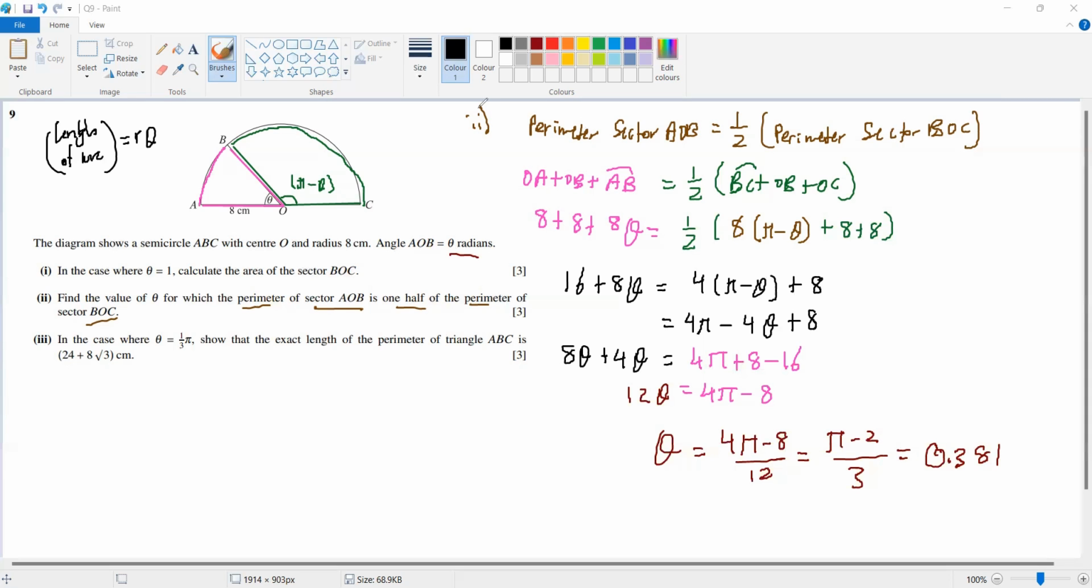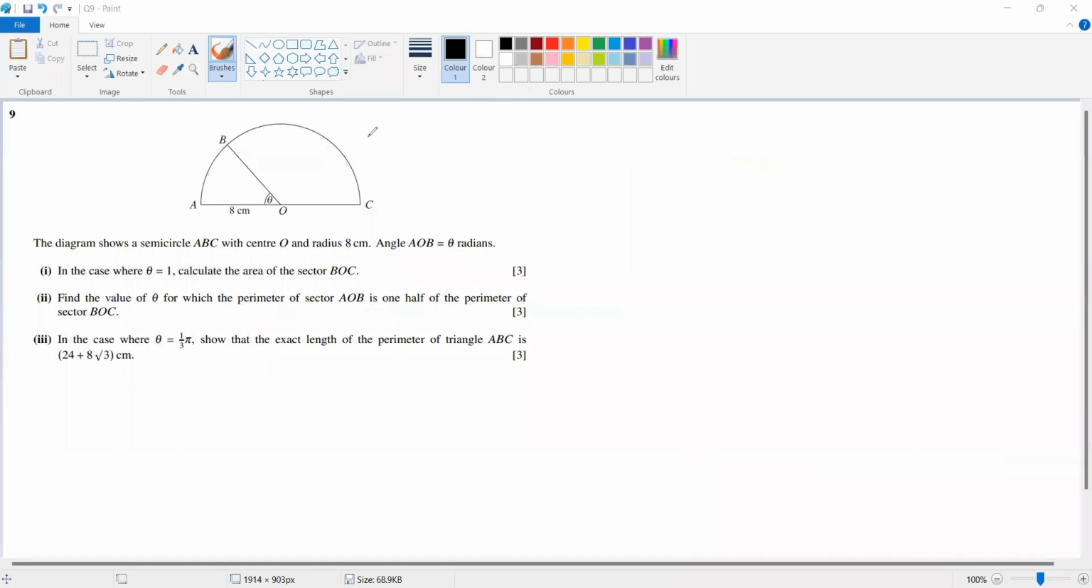Okay, let's go for the third part, please. So in this case, I'm just removing each time because each case is not related to the earlier one. The numbers seem to be changing with different conditions under the same diagram. So in the case where theta is equal to 1/3 of pi, please take note that pi radians is 180 degrees.